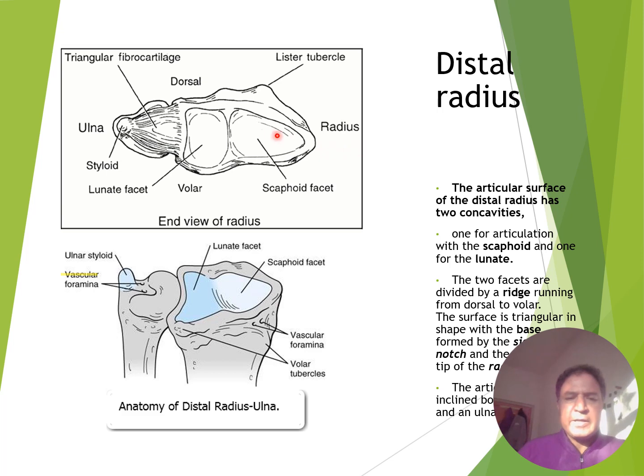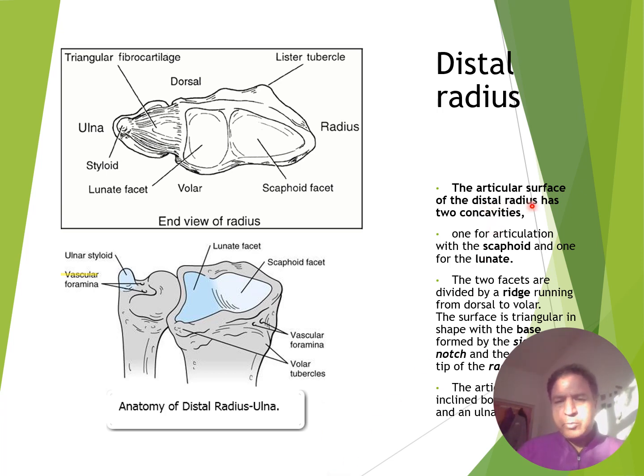We know that the radius lies laterally and the ulna lies medially. So this is the ulnar styloid process. Here is the vascular lamina, and this is the lunate facet, which articulates with the lunate bone. Here is the scaphoid facet, the vascular foramina, and the volar tubercles.